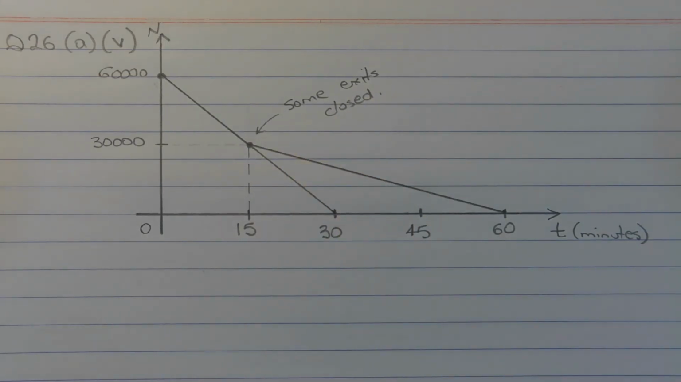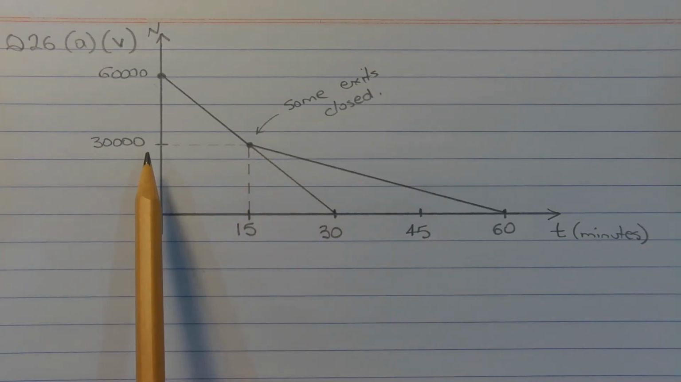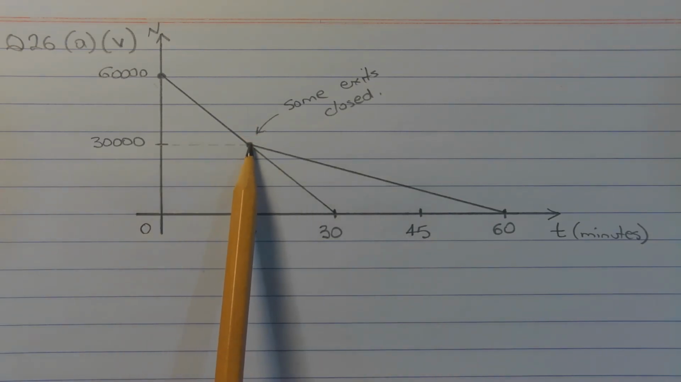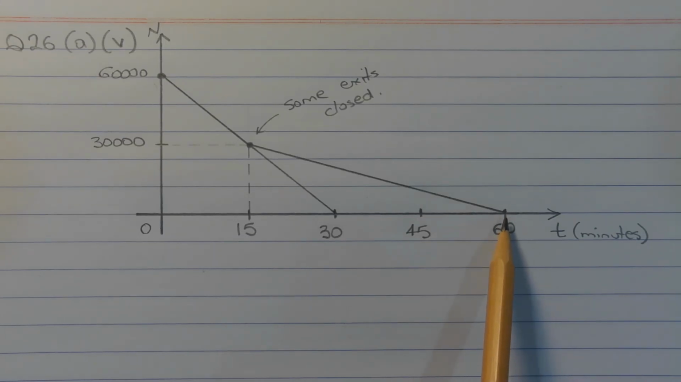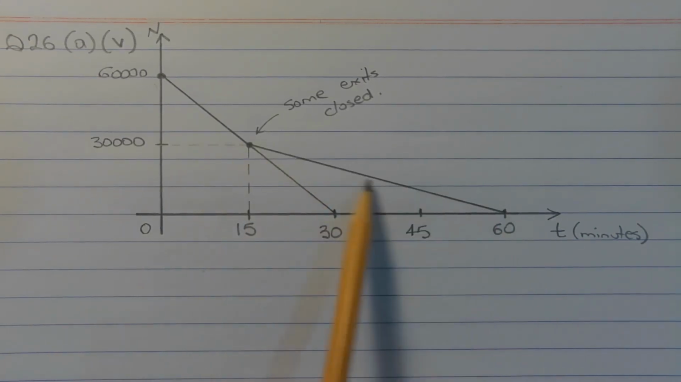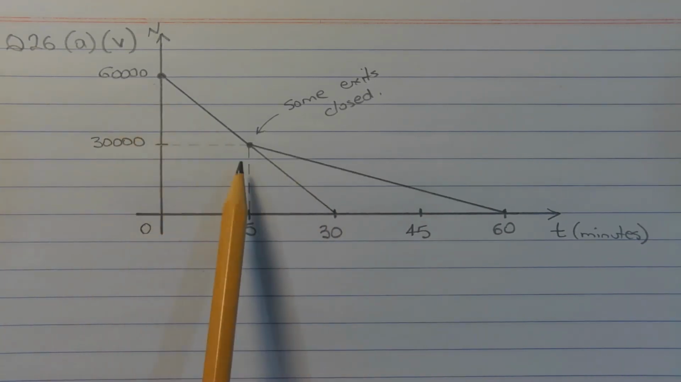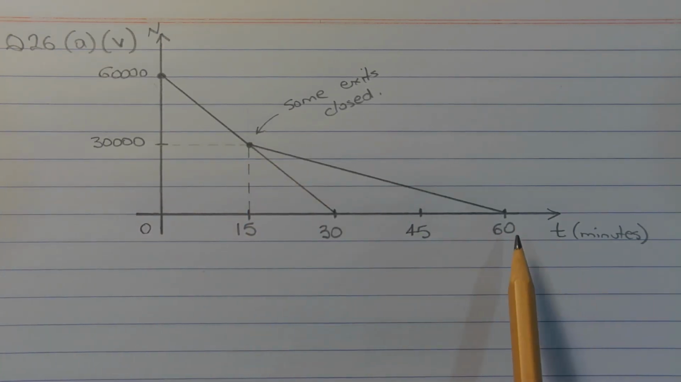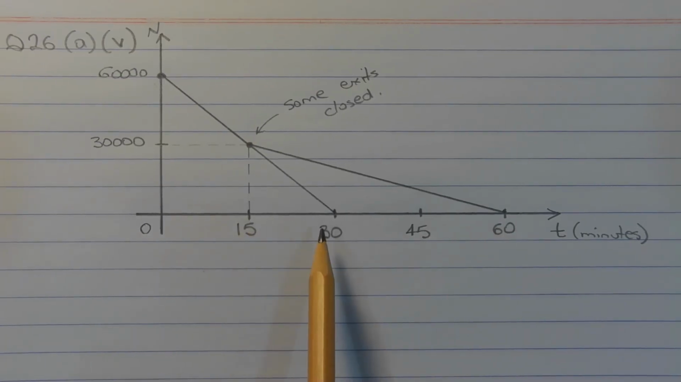So after 15 minutes, we have 30,000 people left in the stadium, but the rate at which people leave the stadium has decreased. And that's shown by this interval here and here. So notice that the gradient is shallower compared to the gradient here. So we can see that this particular situation that I've drawn shows the stadium empty at the 60-minute mark rather than at the 30-minute mark.